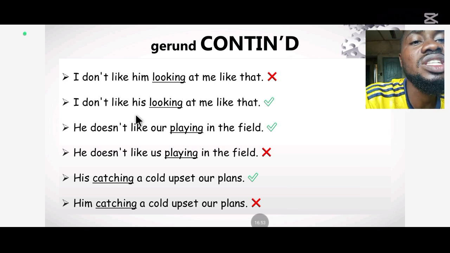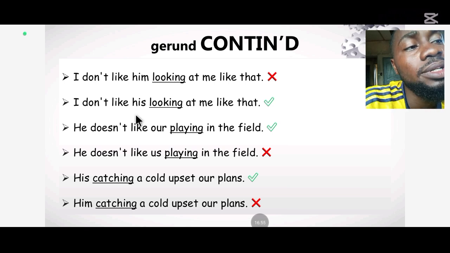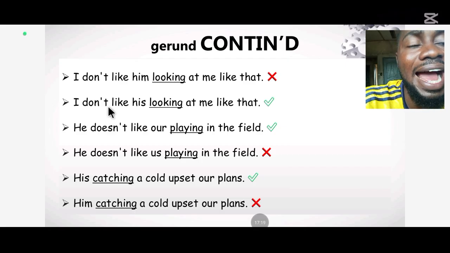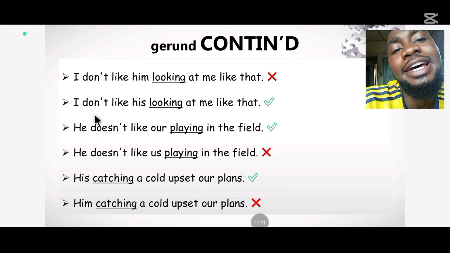So do not say, I don't like him looking at me like that. I don't like her looking at me like that. I don't like you looking at me like that. No. Instead, say, I don't like his looking at me like that. I don't like their looking at me like that. Not them looking at me like that. I don't like their looking at me like that. And so on and so forth.